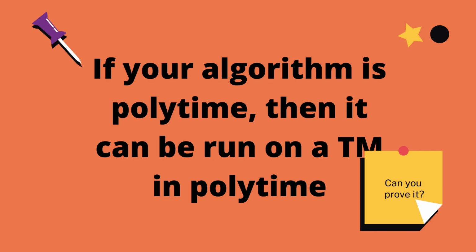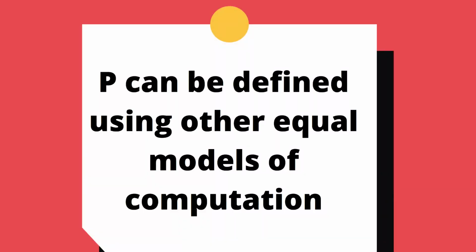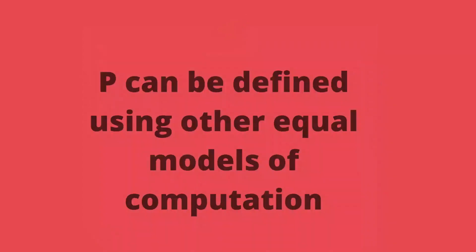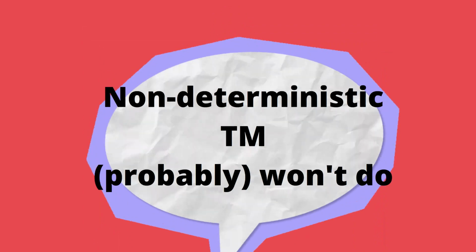Before moving on, please note that P can be defined using other equivalent models of computation, other than the deterministic Turing machine, as long as they are polynomially equivalent to the Turing machine. Furthermore, we are not sure whether a non-deterministic Turing machine is such an equivalent model. It should always be assumed that our discussion about the class P is based on the deterministic model.